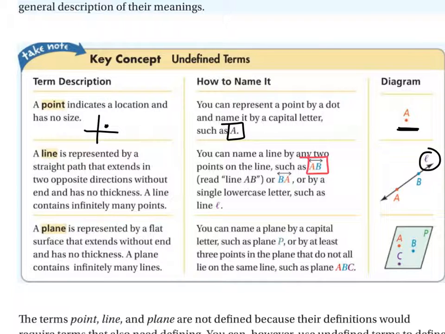Next is a plane. The plane is the third and last undefined term. A plane is a flat surface. Okay, now they have it drawn here in the diagram, kind of that parallelogram, because if you draw it just being in the paper, then it looks like just a square. And I was like, whoa, so all planes are squares. Well, planes aren't any shape. Planes, again, go on forever in all directions.